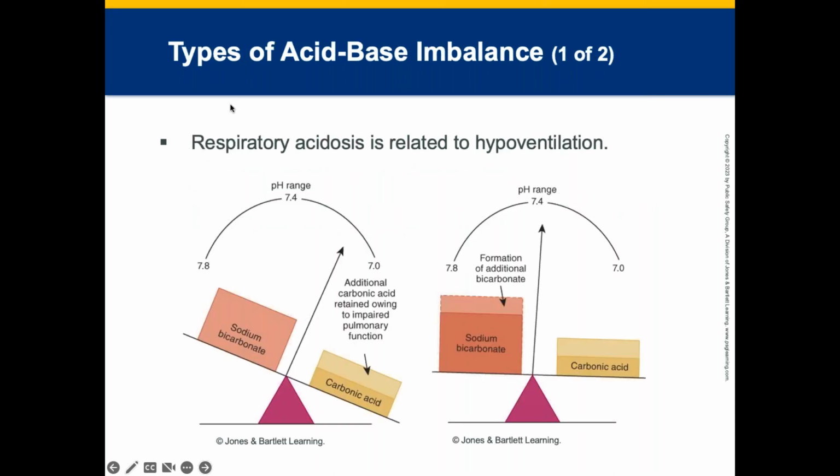So respiratory acidosis is related to hypoventilation, right? Causes would be airway obstruction, cardiac arrest, overdose on a central nervous system depressant drug like heroin, submersion, respiratory arrest, pulmonary edema, closed head injury, and chest trauma.